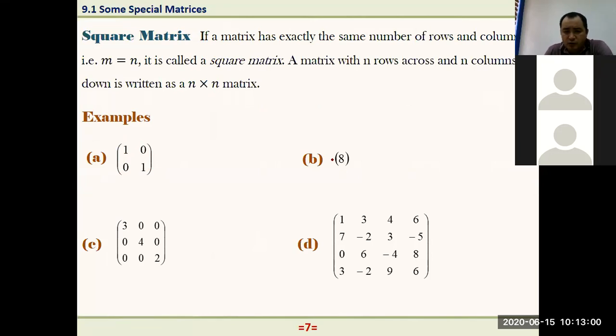And how about this one? Only 1 row and 1 column. That is also a square matrix. How about this one? 3 rows and 3 columns. That's also called a square matrix.